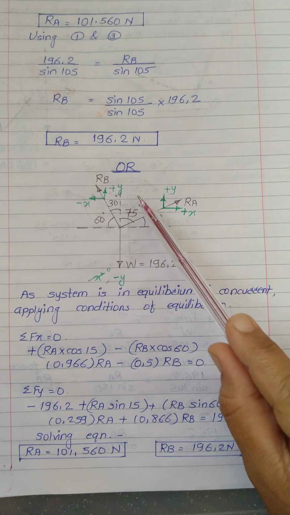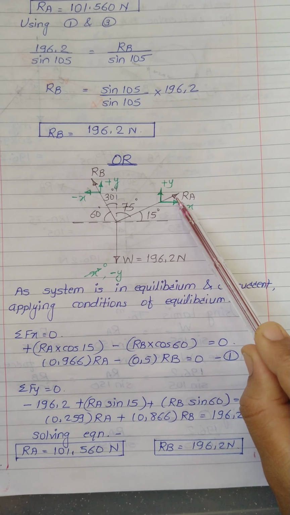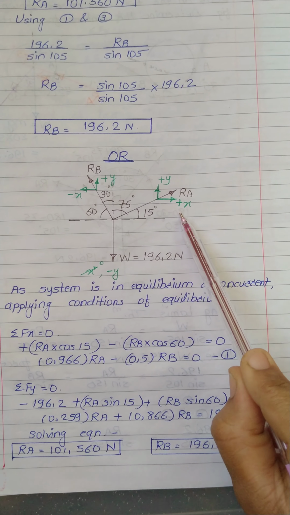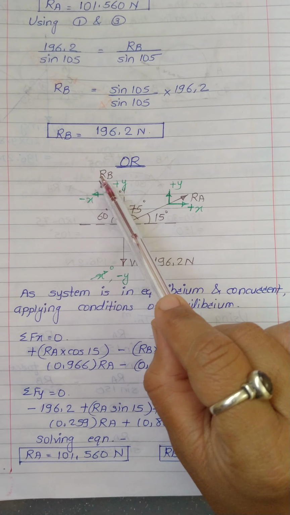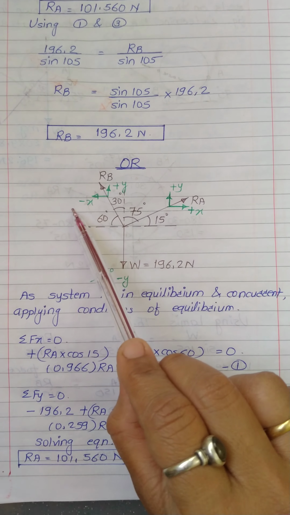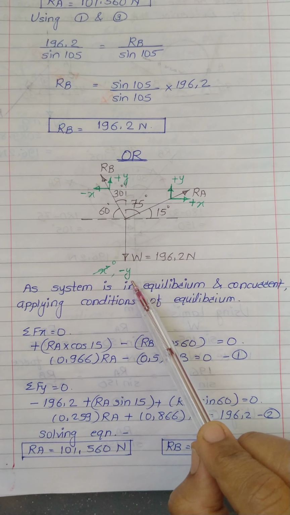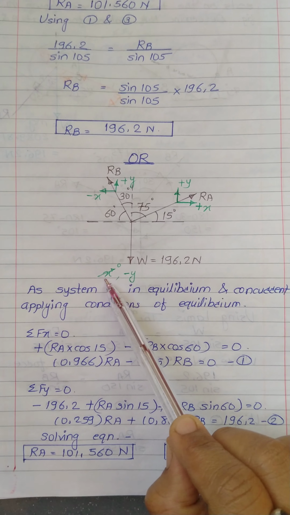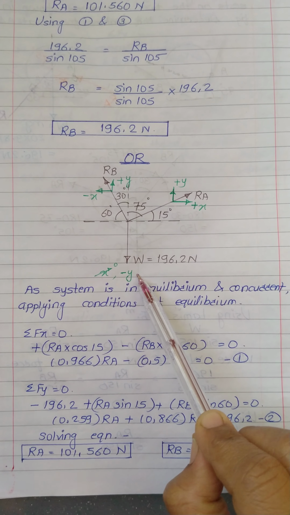Now look, consider the same free body diagram. This RA is in the first quadrant, so its x component will be plus, y component will be plus. If you consider RB, it is in the second quadrant, so x component will be minus, y component will be plus. W is along the negative y axis, so x component will be 0, whereas y component will be negative in nature.